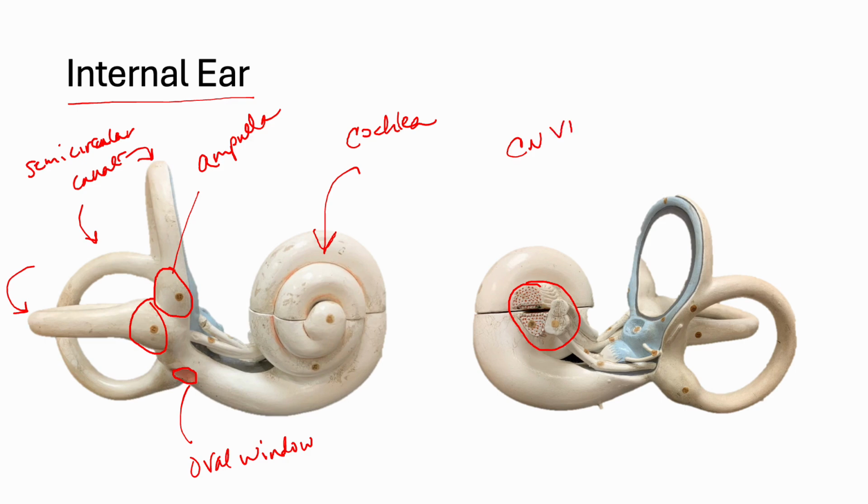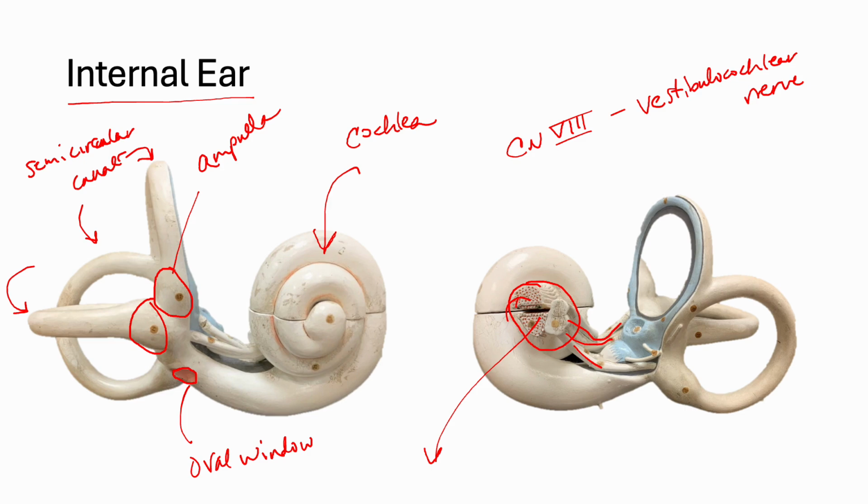Cranial nerve 8. And this is our vestibulocochlear nerve. You can see that part of this nerve, as it's traveling back to the brain, is being collected from the semicircular canals and the vestibule. Part of it's being collected from the cochlea. So that's our cranial nerve 8.